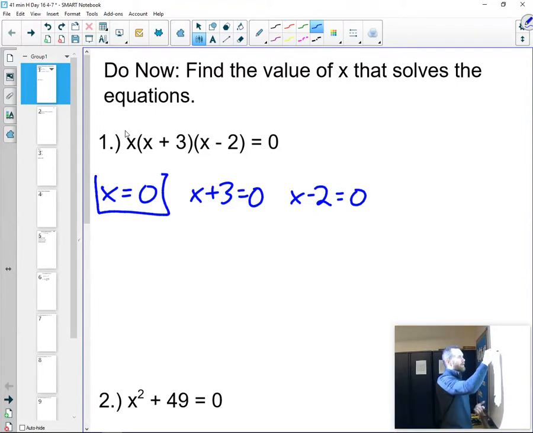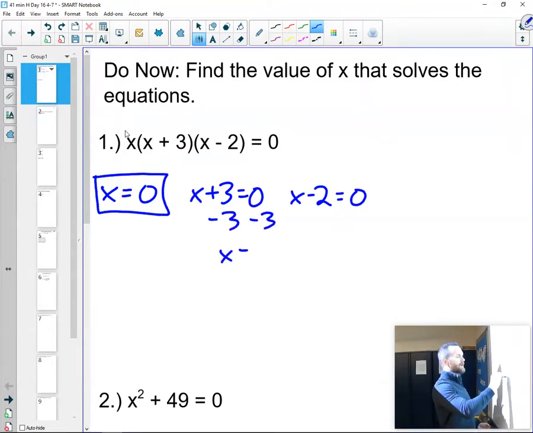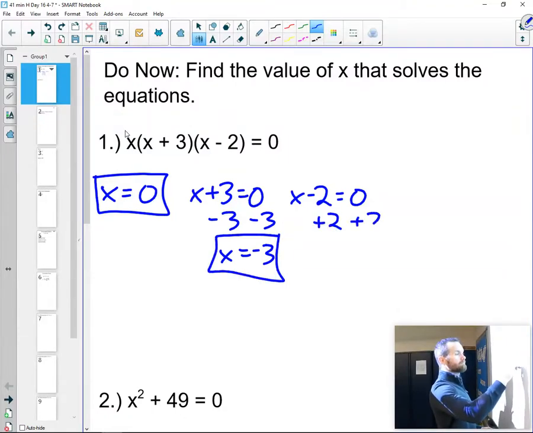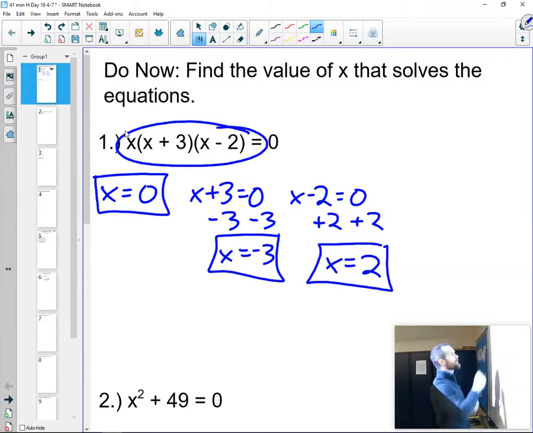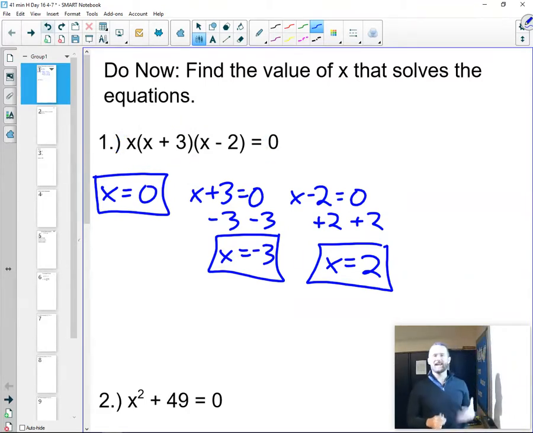Well, x equals 0, that's already solved, so that's one answer. Take away 3. We get x equals negative 3. And add 2, and we get x equals 2. So those are the 3 answers to this equation. So distributing, trying to simplify these 3 polynomials, the 2 binomials and the 1 monomial, really would have made this more of a headache. Since it equals 0, just use the zero product property, set them all individually equal to 0.